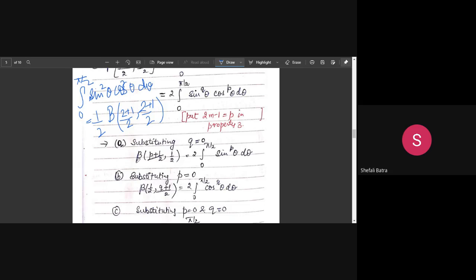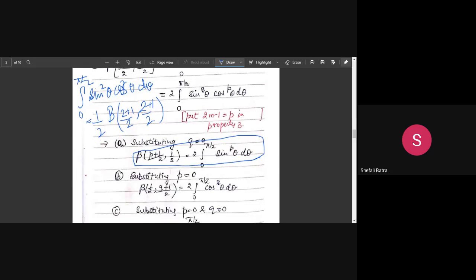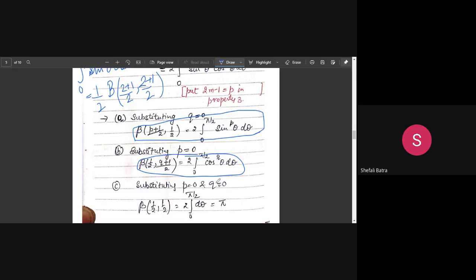And similarly, you can derive this relation by putting here q is equal to 0. If you're putting q is equal to 0 here, the integral would be only 0 to pi by 2 sine p theta d theta. So you will be having this relation. Similarly, in case of cos, you will be having this relation, right? And if p and q both are 0, it would be only 0 to pi by 2 d theta, and that answer would be pi by 2. So beta 1 by 2 comma 1 by 2 would be equal to pi.